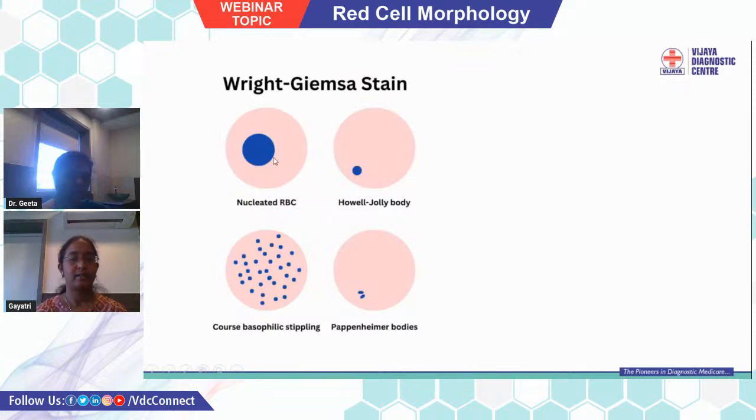Nucleated RBCs have a pyknotic type of nucleus in the center or towards the periphery. Howell-Jolly bodies are very small, less than 1 micrometer, again in the periphery. Pappenheimer bodies are peripheral and in tetrads, whereas coarse basophilic granules are distributed on the entire surface and they are multiple.